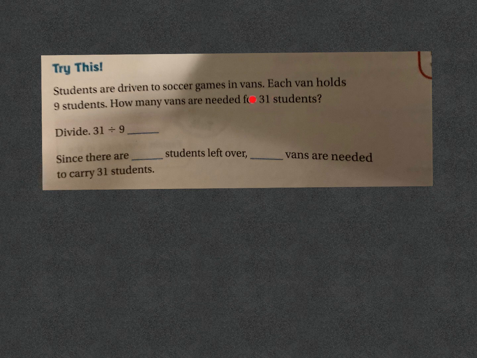31 students are being split up, right? There's 31 students and we've got to get them there. So 31 students are what's being split up. It either can be written that way or it can be written 31 are split into.